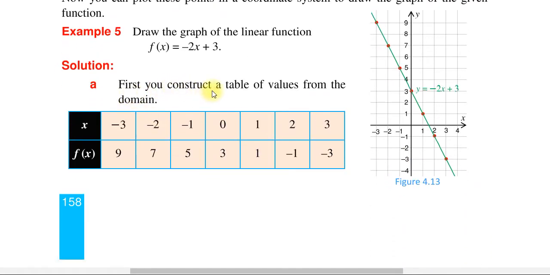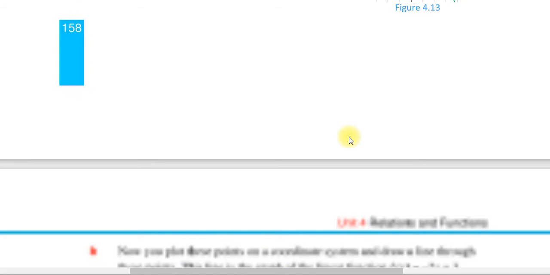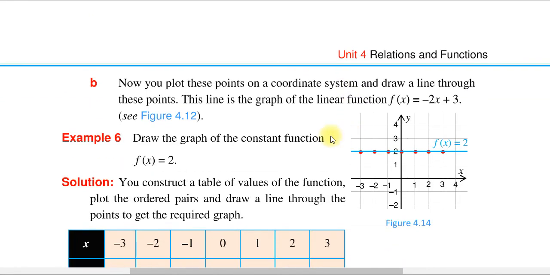So first you construct a table values from the domain ያ ማለት ዶሜኑን በመጠቀም ፋንክሽኑን አገኘን ቫልዩ ከዛ በኦርደር ፔር አስቀምጠን ኦርደር ፔር ላይ ያሉ ፖይንቶችን ግራፉ ላይ ያስቀምጣቸው ፖይንቶችን ኮኔክት በማድረግ ላይናችንን መስራት እንችላለን ማለት ነው ከዛ በኋላ ምን ይለናል?